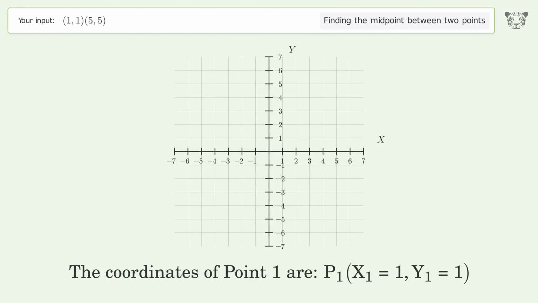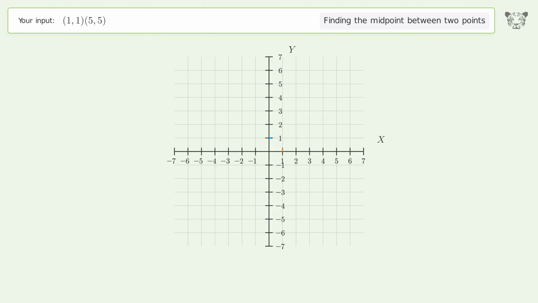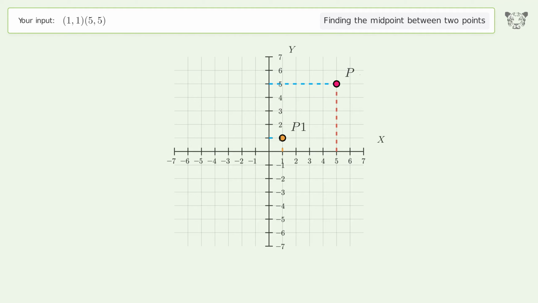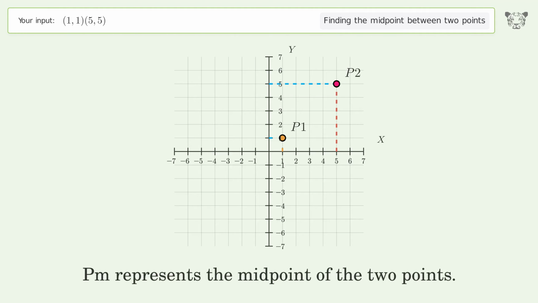The coordinates of point 1 are x1 equals 1, y1 equals 1. The coordinates of point 2 are x2 equals 5, y2 equals 5. PM represents the midpoint of the 2 points.